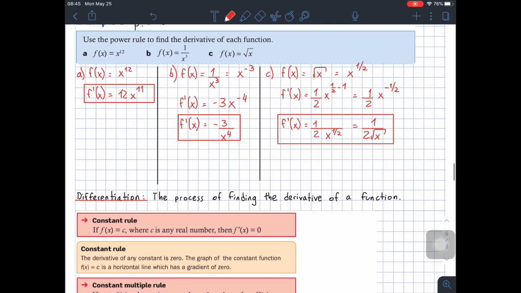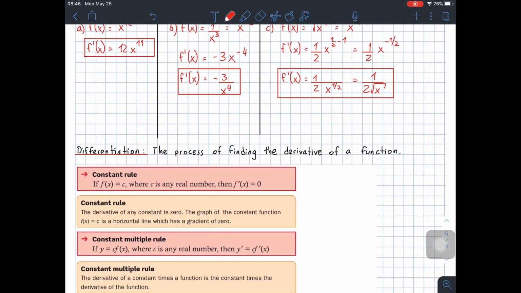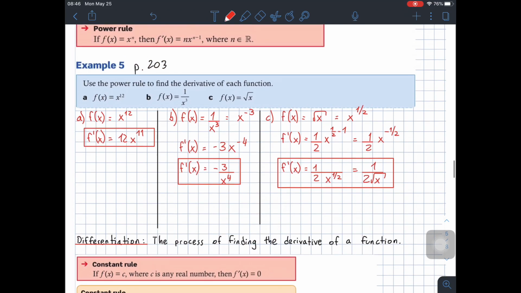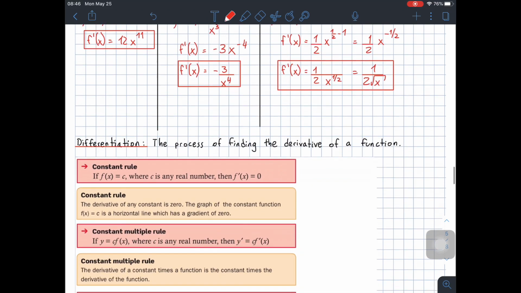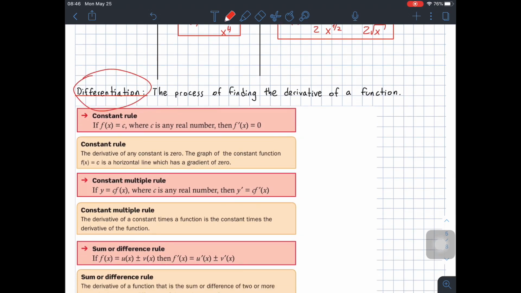So to finish this electronic assignment, we're going to see part 3. We're going to get into more difficult examples about the power rule, and we're going to see some properties of differentiation. So what is differentiation? It's the process of finding the derivative of a function. So it's almost like a synonym for derivative, right?